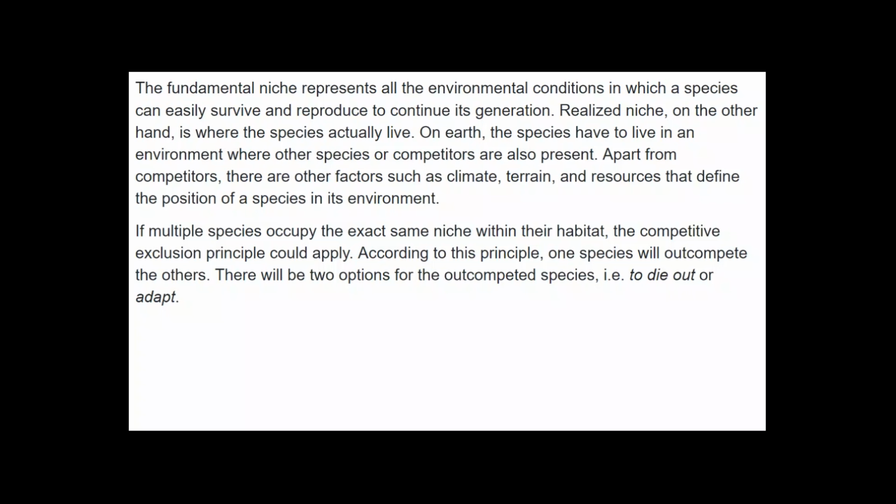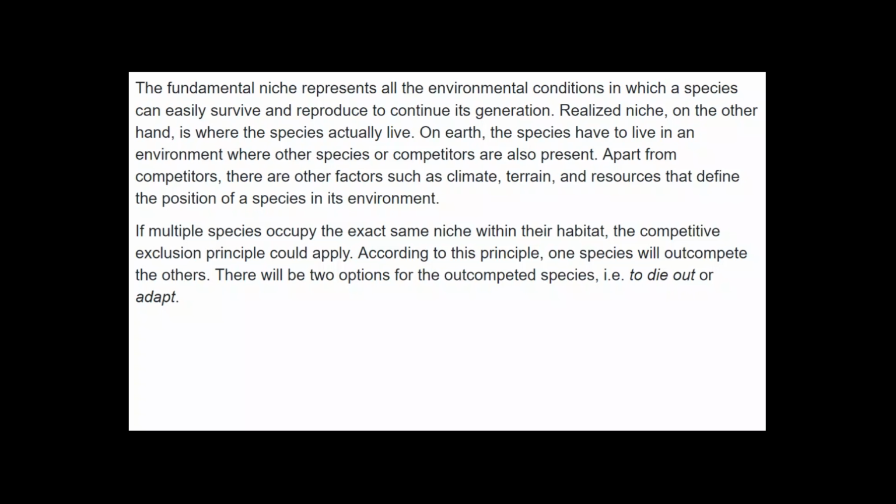And this will determine their realized niche. If multiple species occupy the same exact niche within their habitat, the competitive exclusion principle could apply. This basically says that no two species can occupy exactly the same niche at the same time. If they do, one of them will outcompete the other, and the one will go extinct.